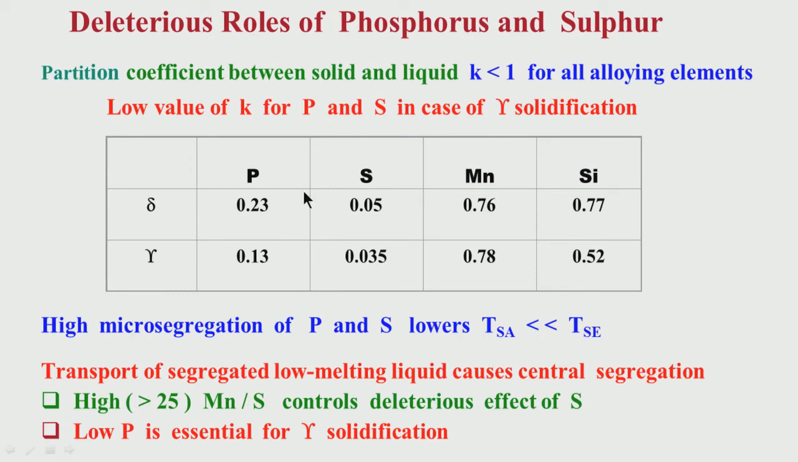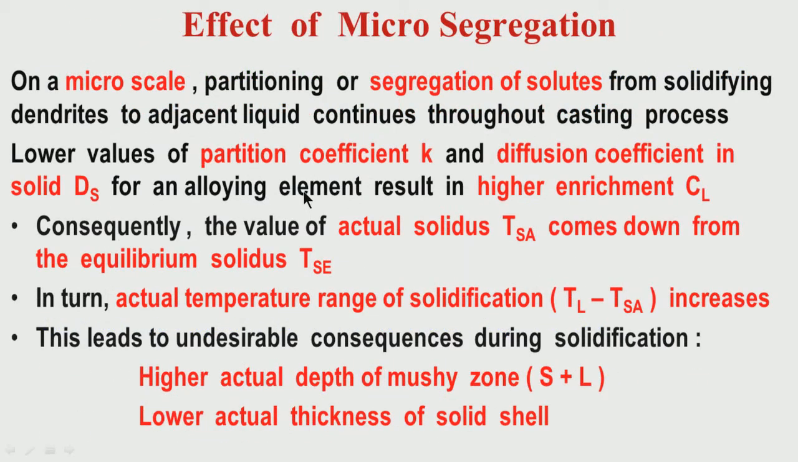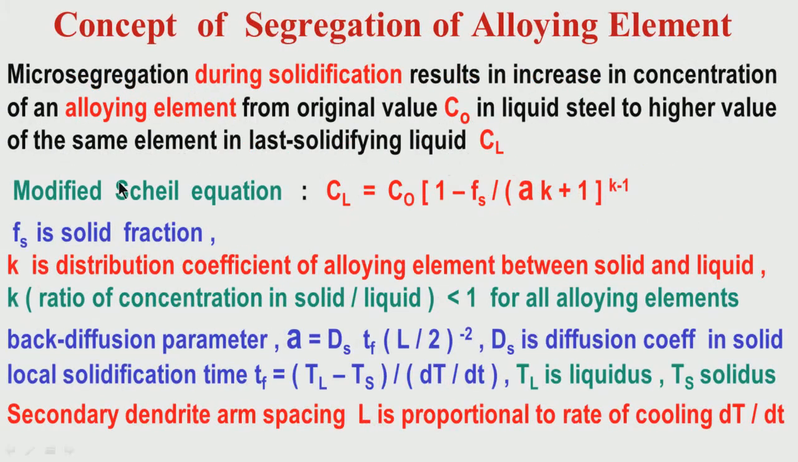I have mentioned here that smaller values of partition coefficient k will give rise to higher enrichment, that means Cl. From this modified Scheil equation you can see Cl will be higher once this k becomes lower, k to the power -1. So, this is negative to the power. So, smaller the value of k, higher is the value of Cl, higher is the value of enrichment.